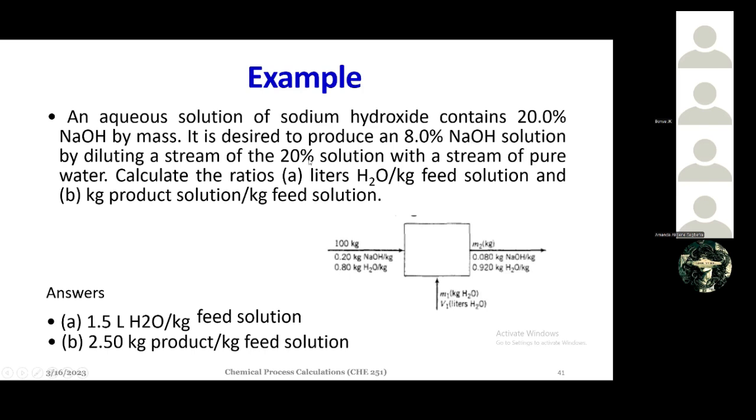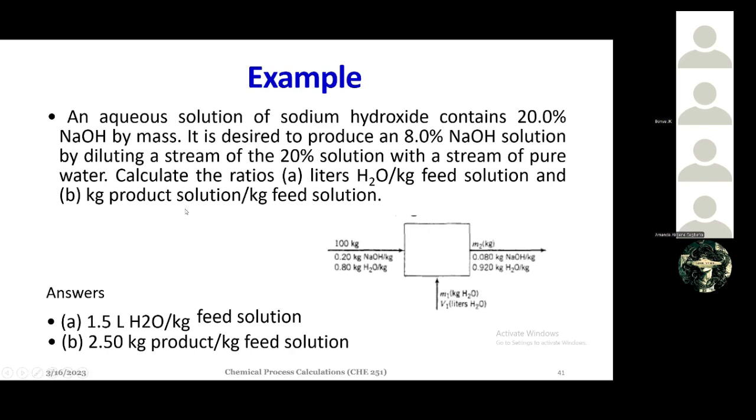It is desired to produce an 8% sodium hydroxide solution. That means we are diluting it. When you are diluting, we add water, and the water we are adding is supposed to be pure water. So we feed in our water here, and then what comes out is what we are producing. So we are producing 8% sodium hydroxide, and the moment we produce 8% sodium hydroxide, it means the rest is still water. The water entering here is 100% water. And then you can solve. When you solve, these are the answers you're supposed to get.